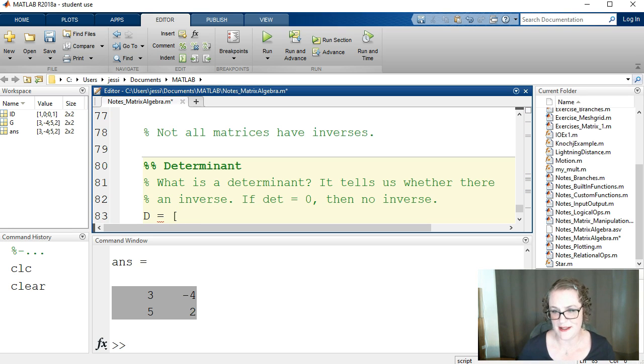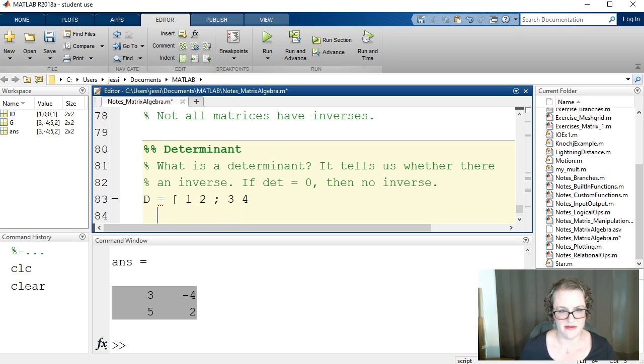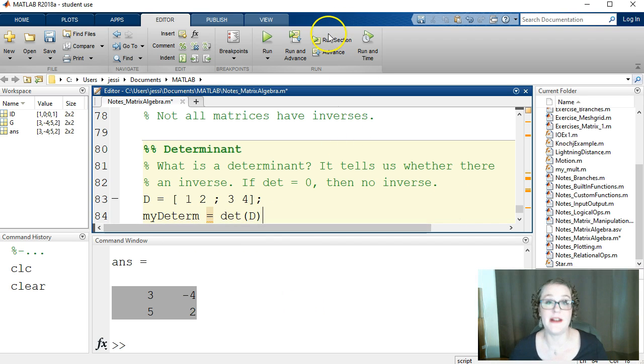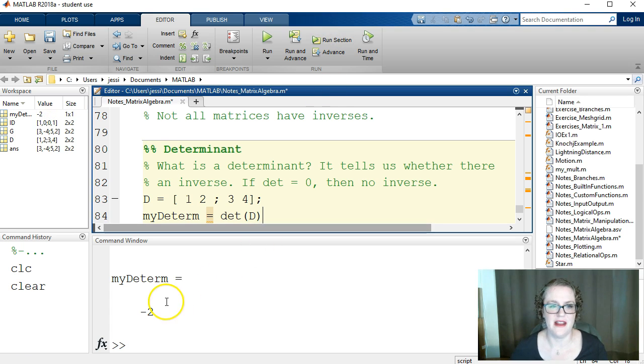Let's make a matrix D, let's just do 1, 2, 3, and 4. See if this one has an inverse. If the determinant is 0, then it does not. Those are if and only if relationships. Let's call it my determinant, and it will be det of D. I want to see it in the command window, so let's leave that semicolon off. I get a -2. Cool. It's not 0. That's what I care about. There's an algebraic way to calculate it that we're not going to worry about.